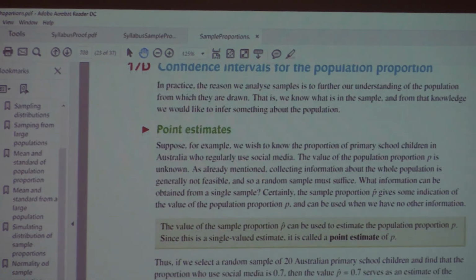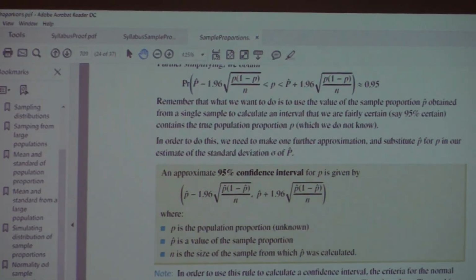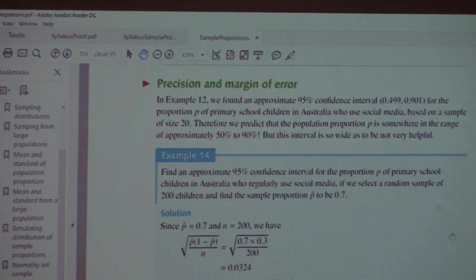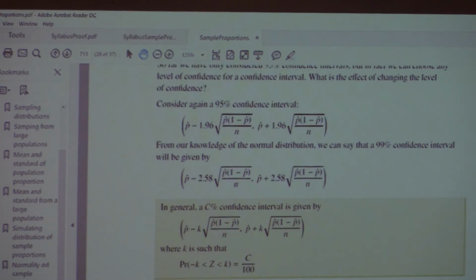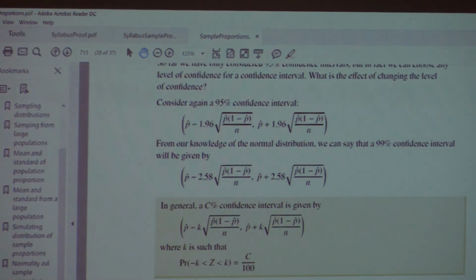Confidence intervals. Let me just jump down to confidence intervals down here somewhere. There we go. There's a 95% confidence interval for the sample proportion. But beyond that, it talks about margins of error, straight from the syllabus. And finally, it talks about changing levels of confidence. So if you don't want it to be a 95%, you might want a 99% confidence interval. What is this value of k? That is really almost a one-to-one matching of the syllabus document with the text.